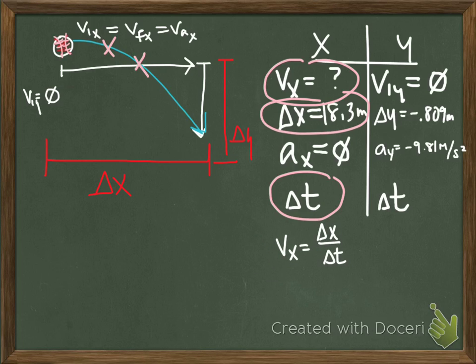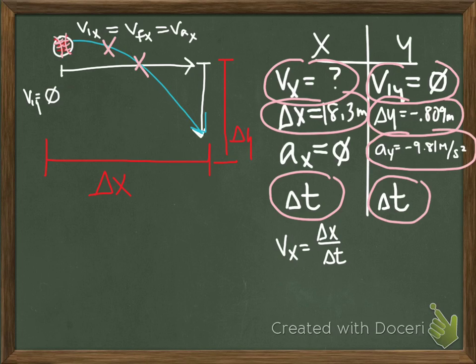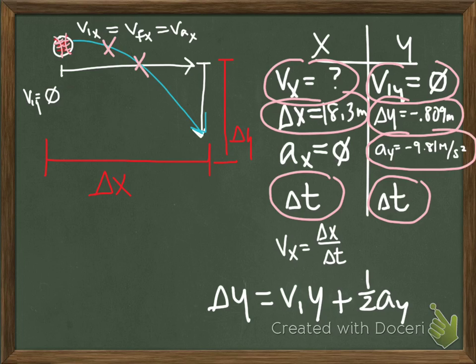Now, on the y-axis, I have Viy, I have delta y, I have acceleration on the y, and I have time. Do I have an equation that connects those four things? Okay, so what equation can we use on the y-axis to connect those four things? It's my favorite. Delta y equals Viy delta t plus 1/2 a sub y delta t squared.